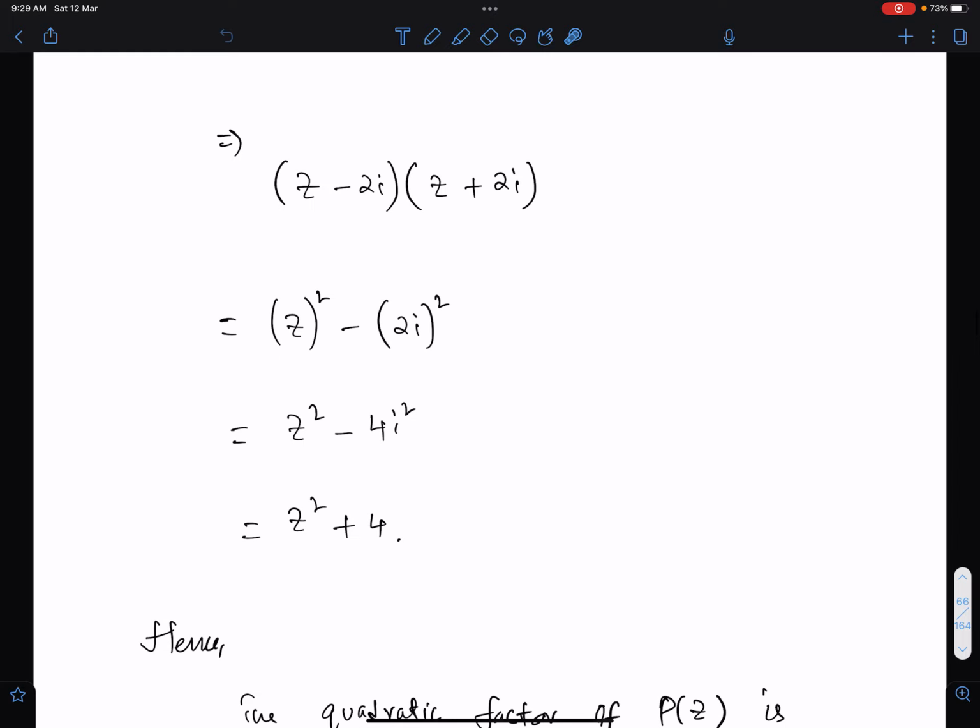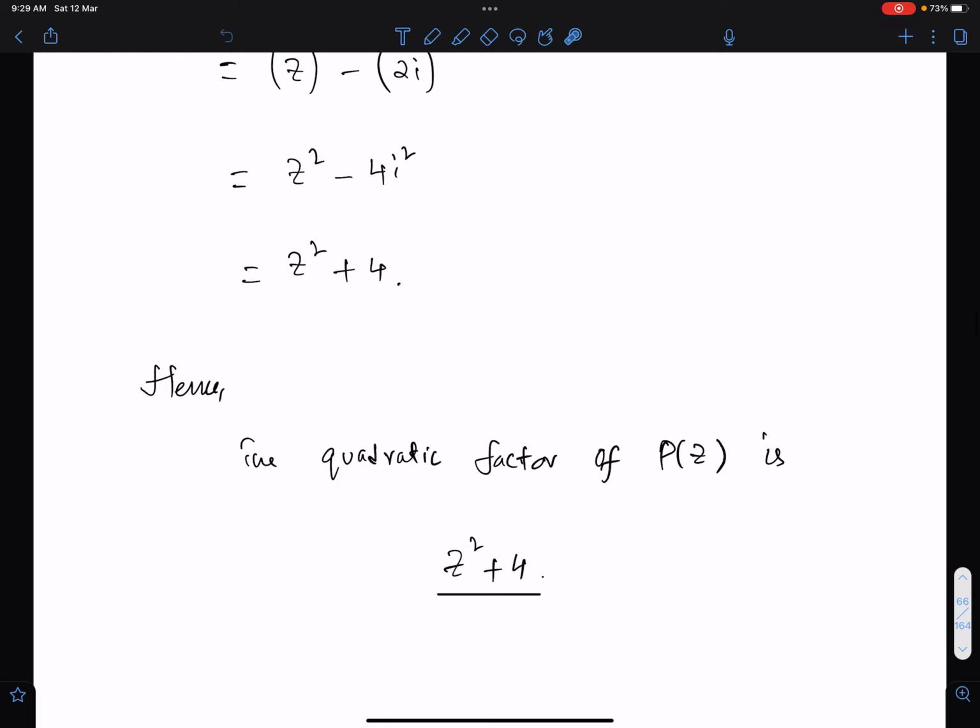When you multiply these two, you will get z square and minus 2i whole square. This 2i whole square will become 4i square. As we know, i square is minus 1, therefore this entire thing will become plus 4. Hence, the required quadratic factor of p of z is z square plus 4. And this factor will be used to factorize this polynomial.